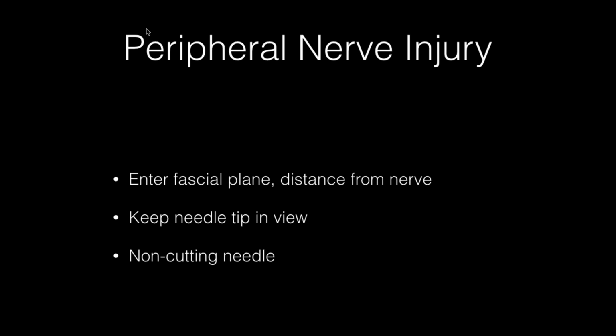You're going to be doing most of these techniques in plane, and so keeping the needle tip in view at all times, and particularly having your needle tip in view before you inject your anesthetic, is another way to potentially reduce peripheral nerve injury. And then using a non-cutting needle, of which there are a variety of different types, including Tuohy needles and Whitacre needles. So those are the ways we could try to minimize this risk, but you should also let your patients know in the informed consent process that the risk is not zero. Rare, but not zero.